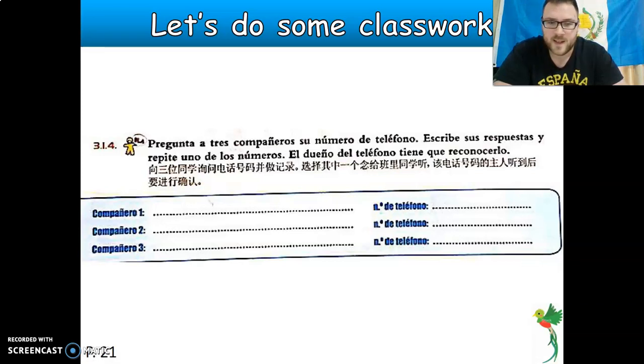So pretty much you just ask three classmates. I think in the homework I make it four classmates for their phone number. It doesn't have to be the real phone number. It could be a fake one. That's okay. I don't care if it's real or not. I just want to see you practicing the numbers.